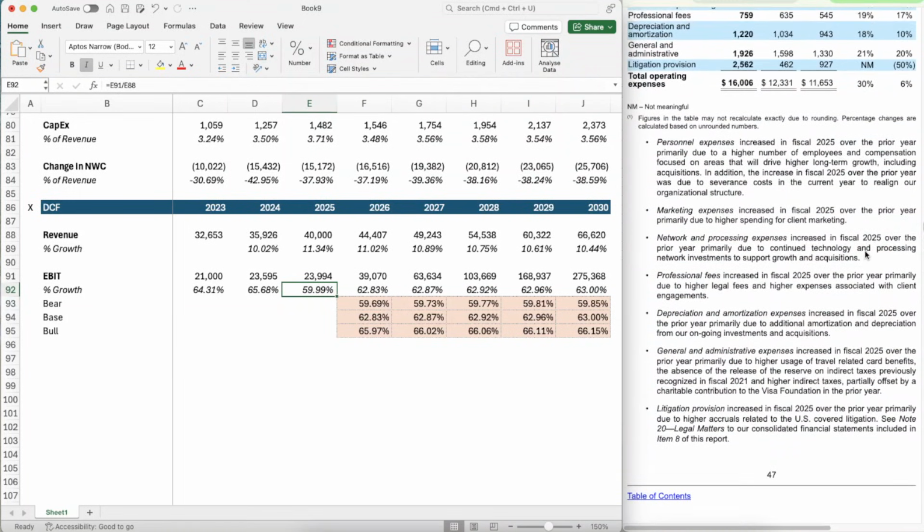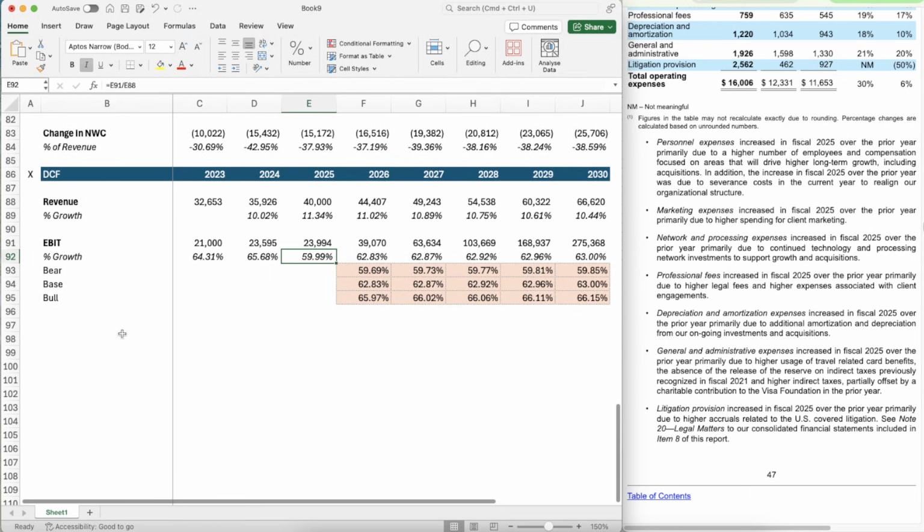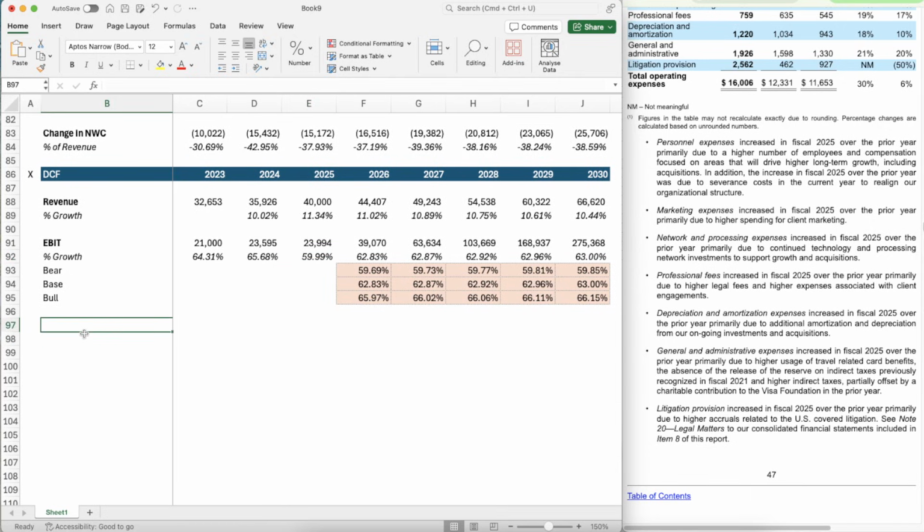I think there's some litigation going on at the moment, so I think that's the reason. Yeah, litigation provision increase in fiscal 25 over the year, primarily due to higher accruals related to US covered litigation. So yeah, that will be the reason, I guess. Once that's resolved, we'd expect it to come back up. Does it come back up to these levels? We don't know, but we'll keep an eye on it, I guess.